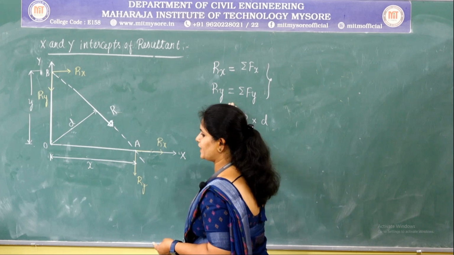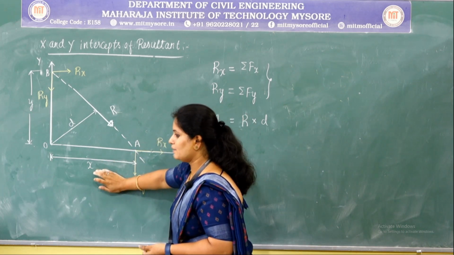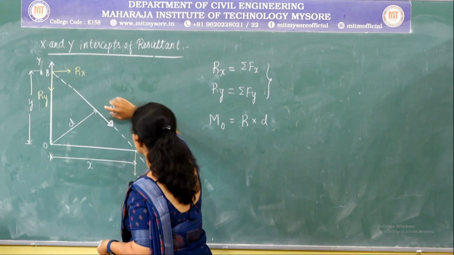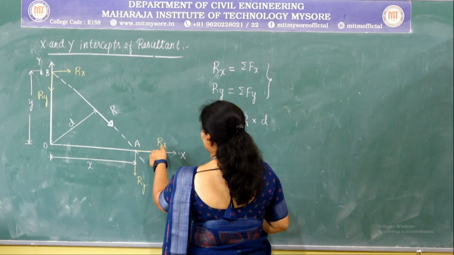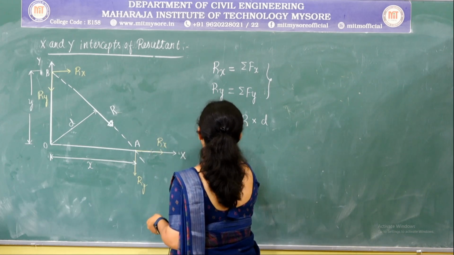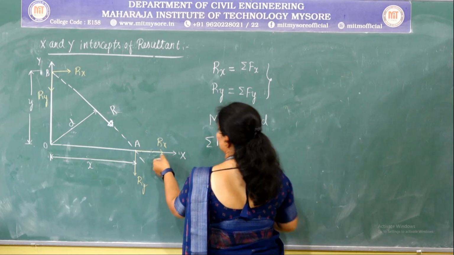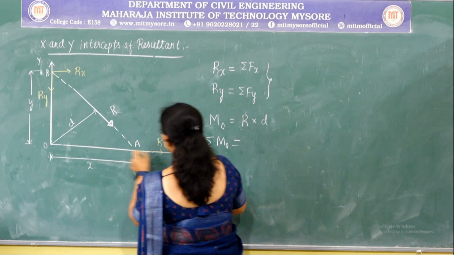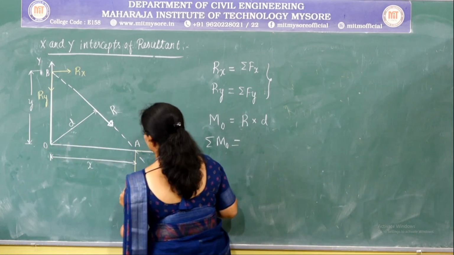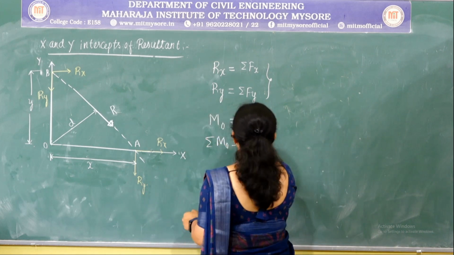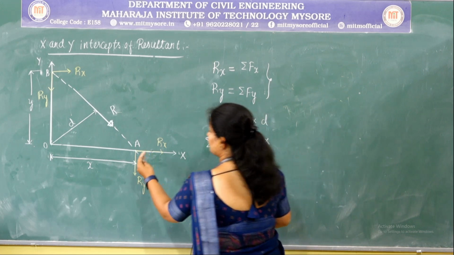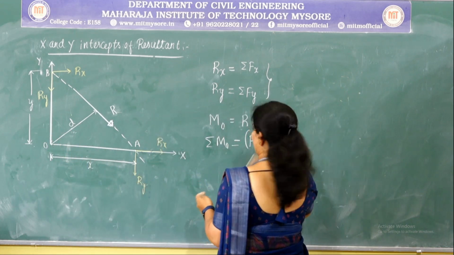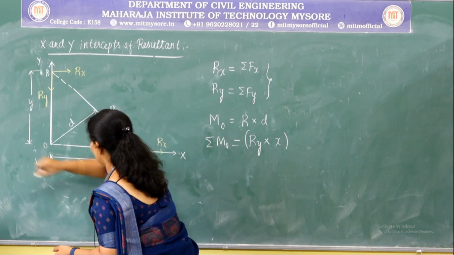Here we have considered the two components of this resultant force, that is Rx and Ry. First, in order to find out the value of x intercept, I am going to resolve this resultant about point A. I am going to consider the moment of these individual components. The moment produced by this x component about this point is 0 because the line of action of this force and the point are in the same line. So we shall consider only the y component, that is Ry, and the perpendicular distance between the line of action of this force and the point is x, and the direction is clockwise.